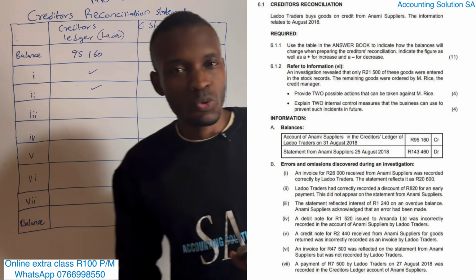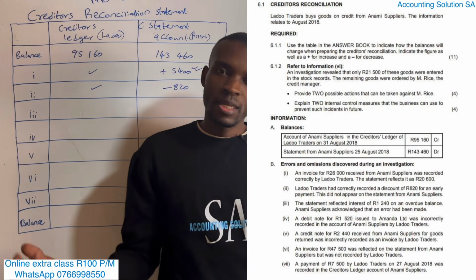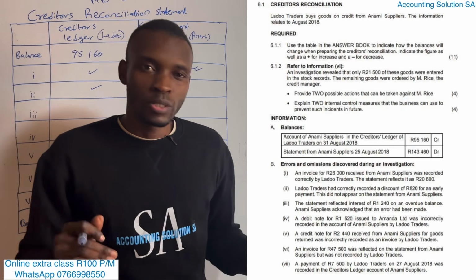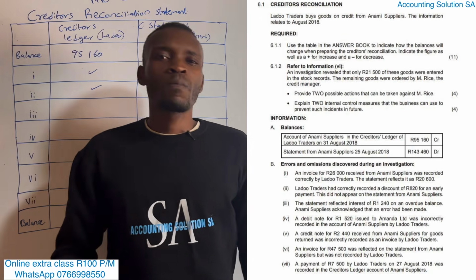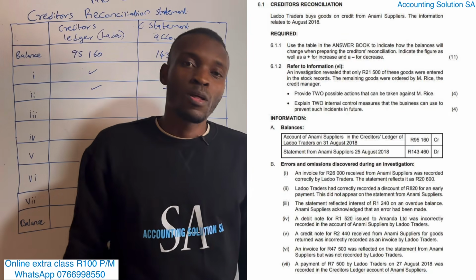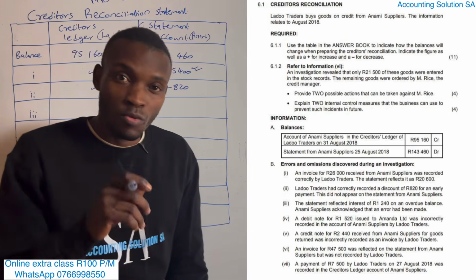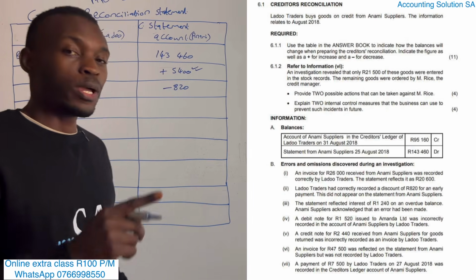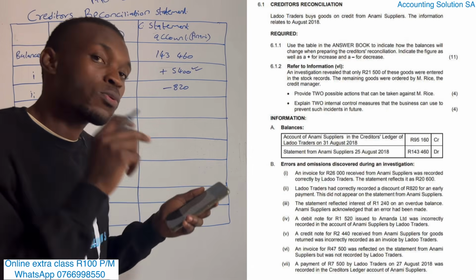Supplier has acknowledged that it was a mistake. This interest that they charge us, they were not supposed to charge it, which means that we have to go and cancel that overdue. When they charged us interest on overdue, guys, they were increasing liability and it was wrong. And now they acknowledge that it was a mistake.